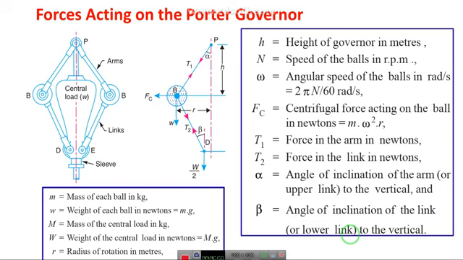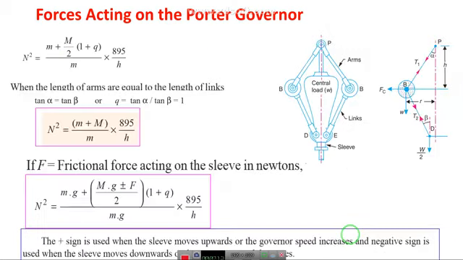So to the vertical direction, the upper link what is making angle, that is the angle of inclination of the arm. So again this beta, that is downward due to the central load, the angle of inclination to the vertical, that we can say as lower link. So the forces which are acting on the governor, that we can calculate by means of this relationship. So that is N square is equal to (m plus capital M) by m into (1 plus q) by 2 into 895 by h. So here the length of arms are equal.